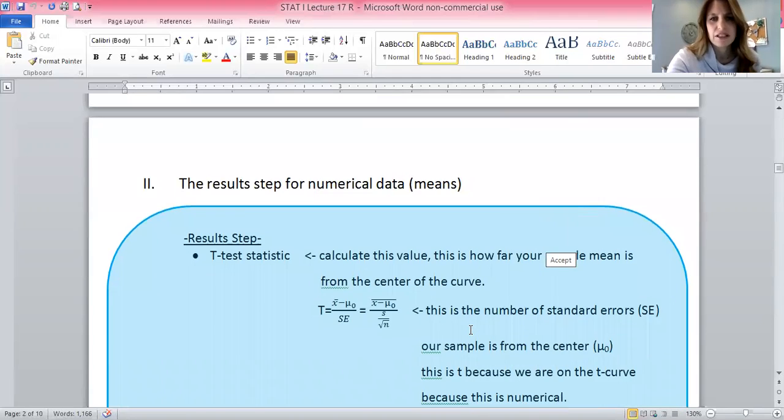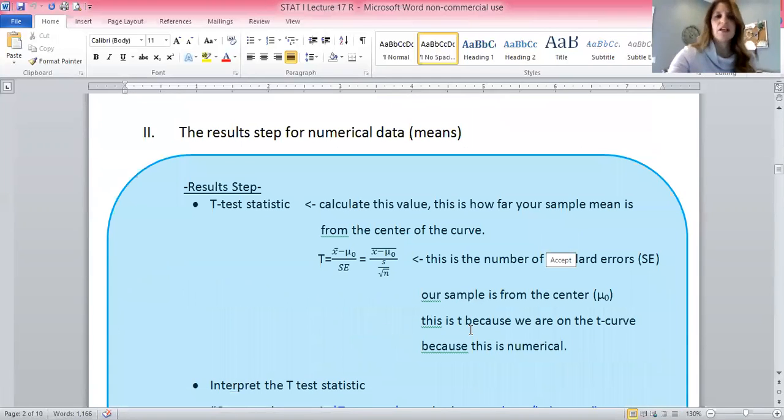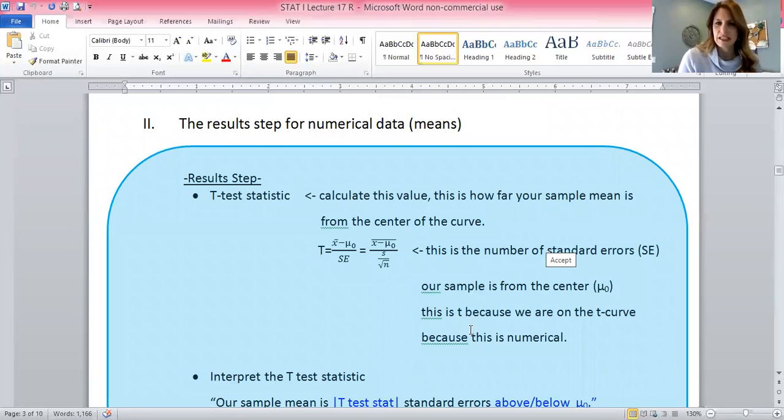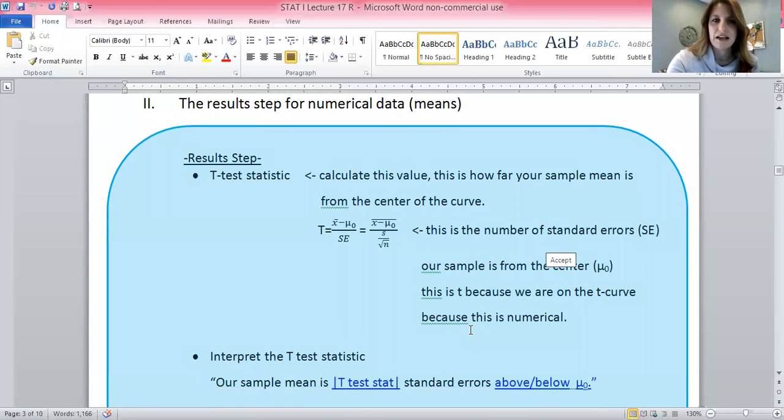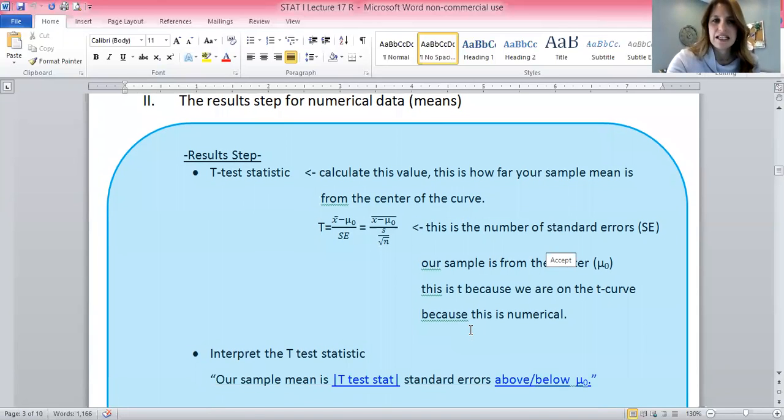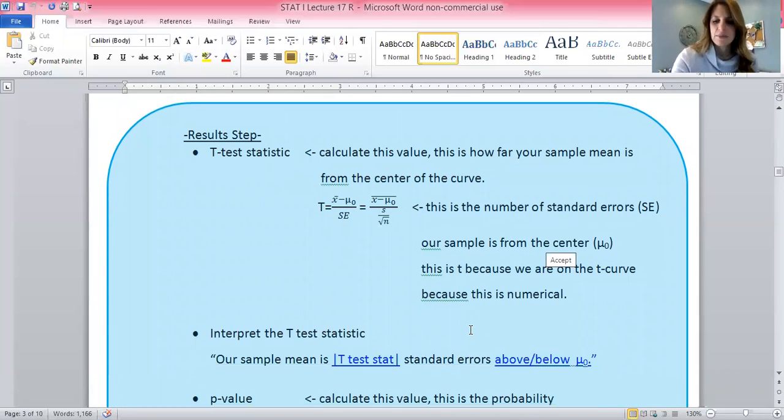So the result step we have for both numerical and categorical sets separate. Because what I need to do and calculate and what I'm looking at depends on the type of data, and it changes for the different types. So first we're going to look at, for means, the numerical data. We're going to get the t-test statistic. So that's my t-value. So we calculated the t-value before.